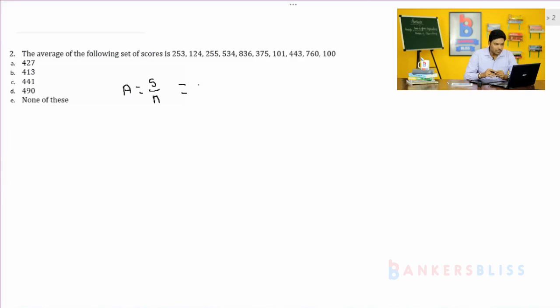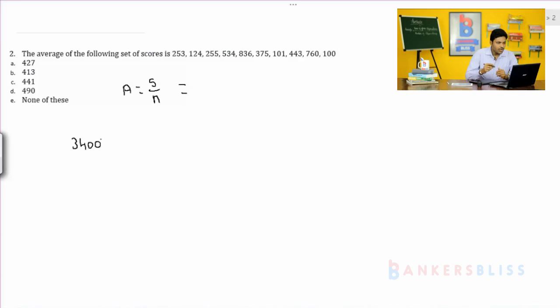So 200 plus 100, 300, 300 plus 200, 500, 500 plus 500, 1000, next 800, 1800, 1800 plus 300, 2100, plus 100, 2200, plus 400, 2600, 2600 plus 700, 3300, plus 100, 3400. So the answer is 3400.